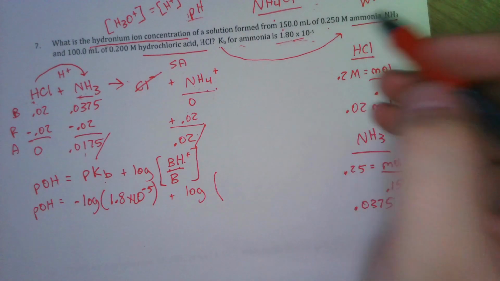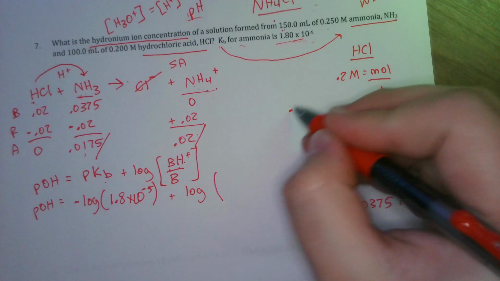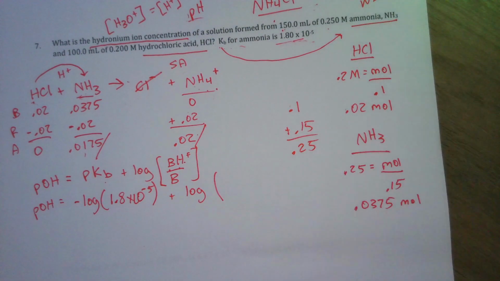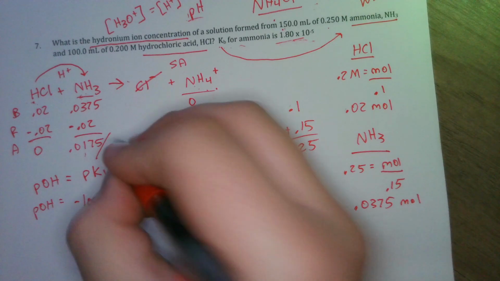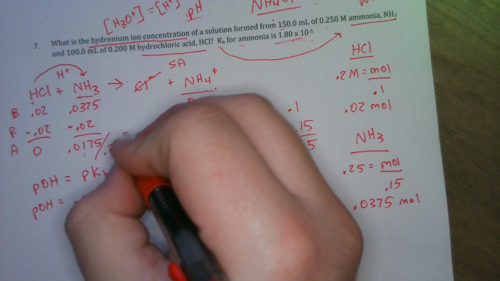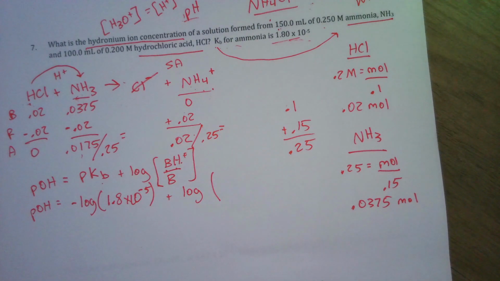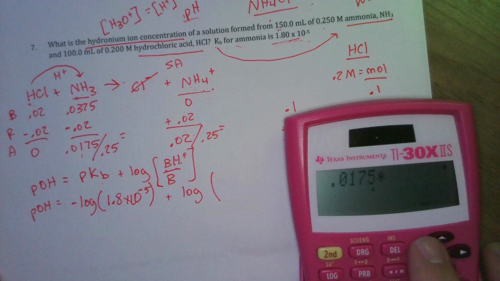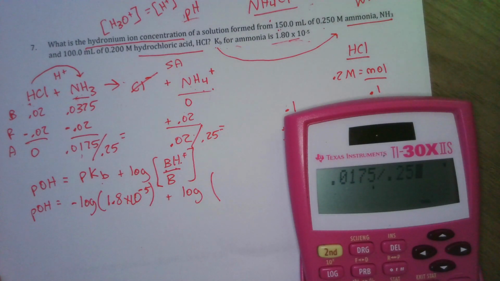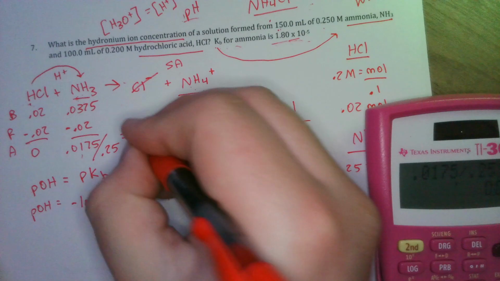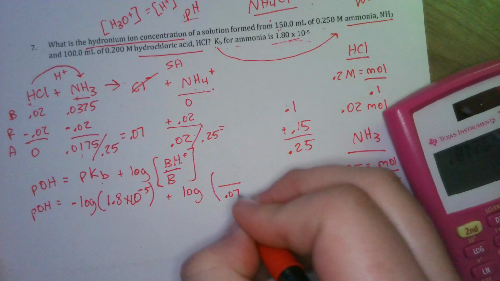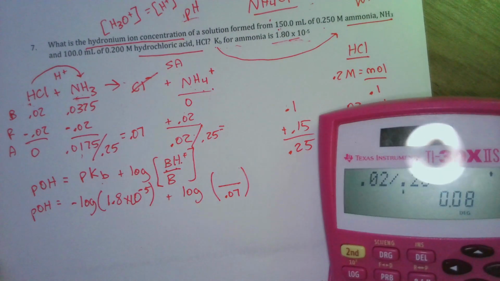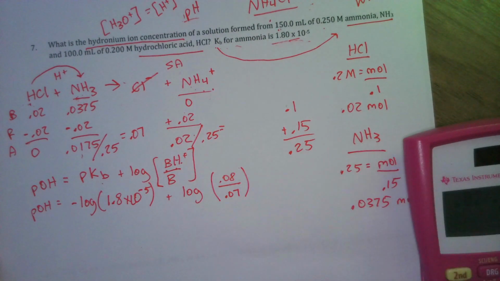Okay, my new volume, when I add these two things together, I have 0.1 liters plus 0.15 liters. I have 0.25 liters. So I'm going to divide both of these by 0.25. It won't actually change my answer, but I should be thorough. 0.0175 divided by 0.25 is 0.07. That'll go on the bottom. 0.02 divided by 0.25 is 0.08. That'll go on top.